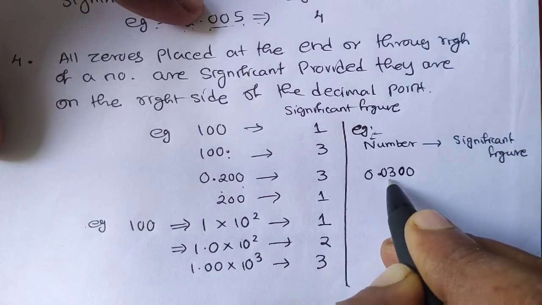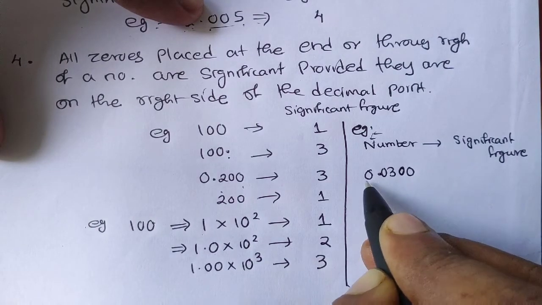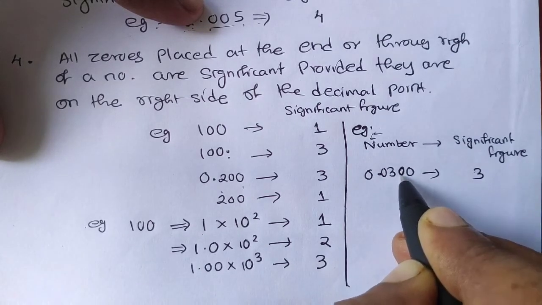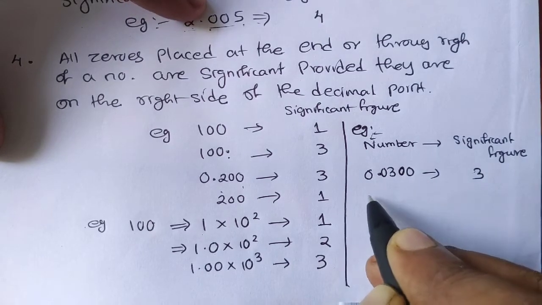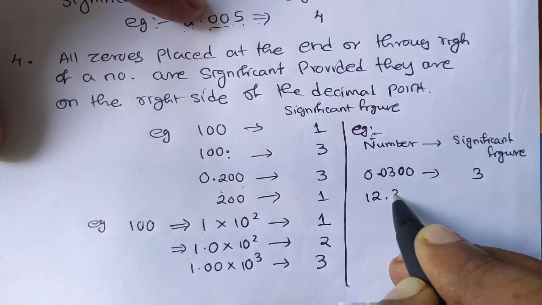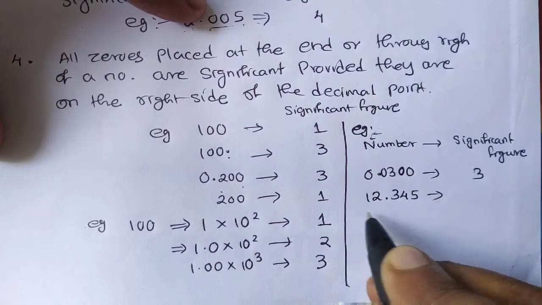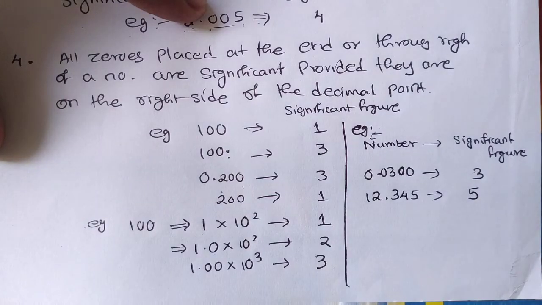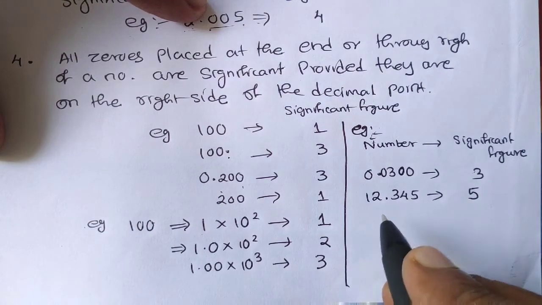So here, before this, 0 has no meaning, this also no, but here if you see, the significant figure will be 3, that is 1, 2 and 3, right? Now suppose if I write 12.345 like this, so how many significant figures? Total 5 are there.